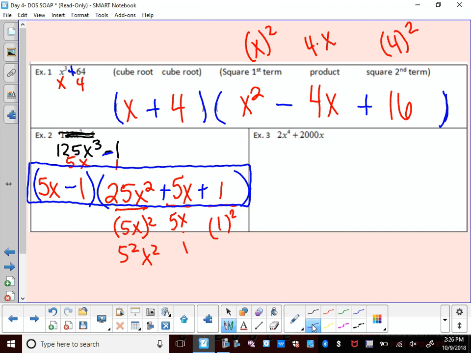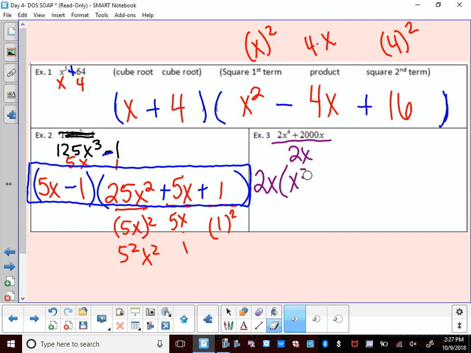Number 3, do I have a GCF? What is it? 2 and 2,000, what's the highest number that goes into both of them? 2. X to the 4th and x? Just regular old x. So I have 2x, and then I divide, so I get x cubed plus 1,000.